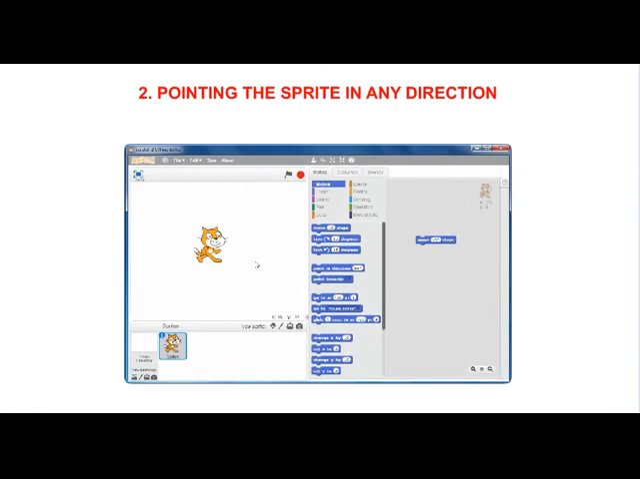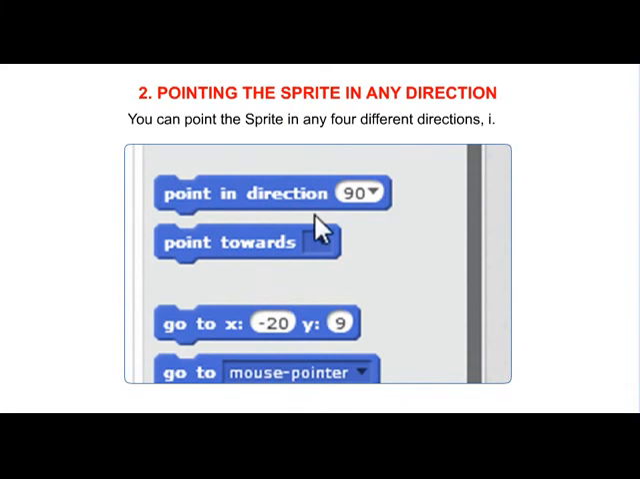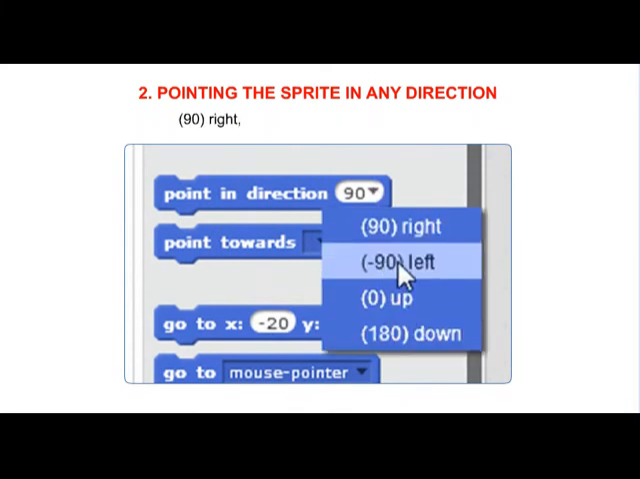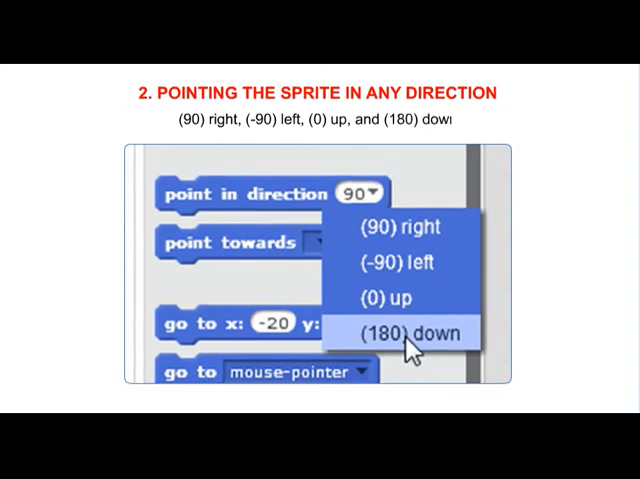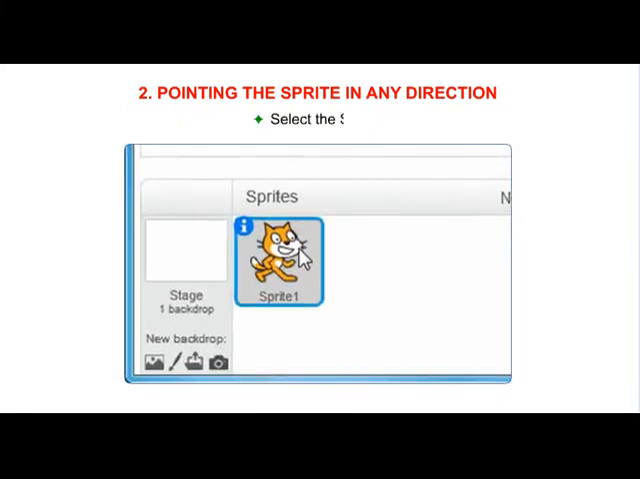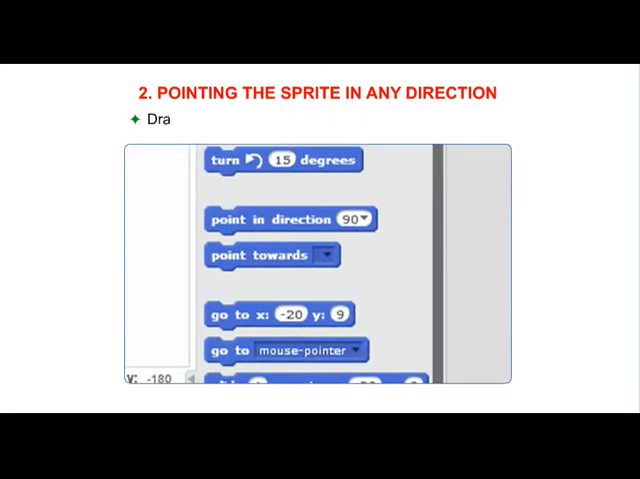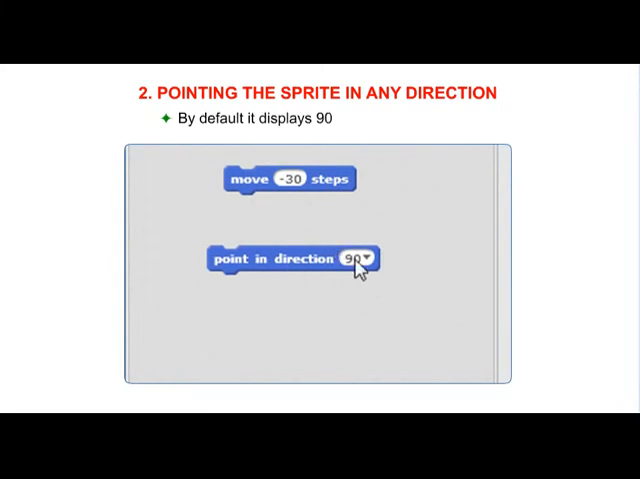Pointing the sprite in any direction. You can point the sprite in any of 4 different directions, that is 90° right, -90° left, 0 up and 180 down. Let us try. Select the sprite. Drag the Point in Direction block in the script area.